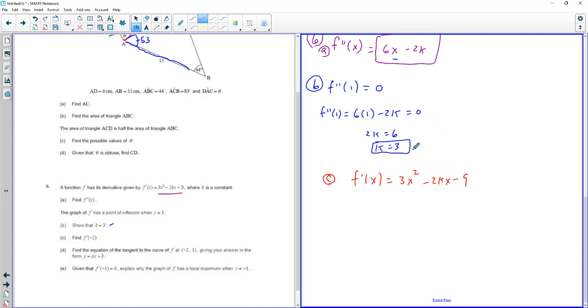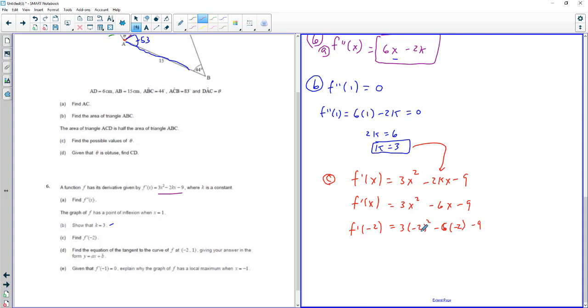Okay, but I now know that k is actually what? K is actually 3. So what I really have is 3x squared minus 6x minus 9. Since k is already 3, we already found that. So this is technically what I have. And all they want me to do now is plug in negative 2 into x. So this is 3 times negative 2 squared minus 6 times negative 2 minus 9.